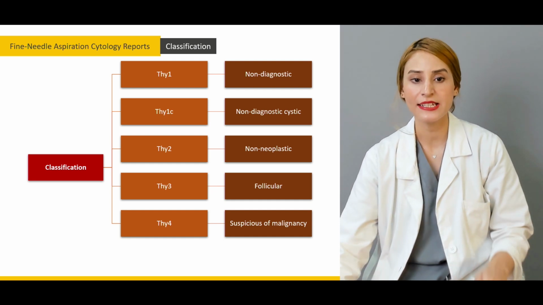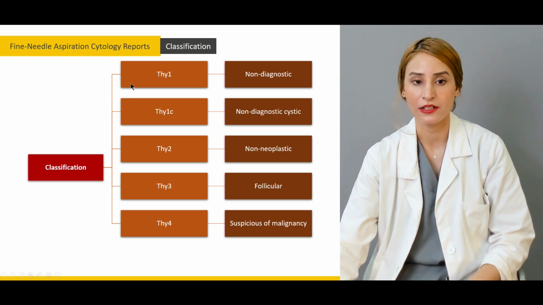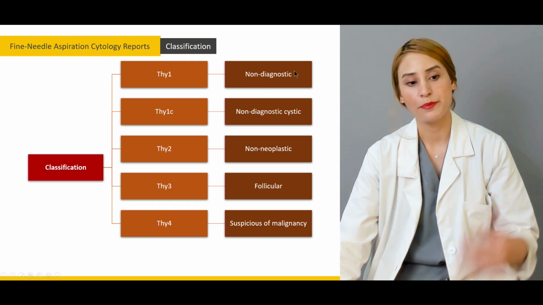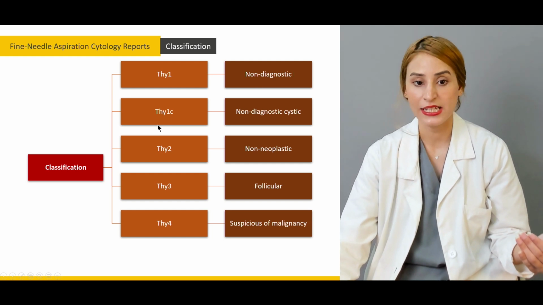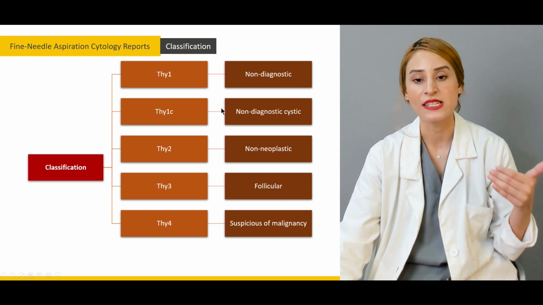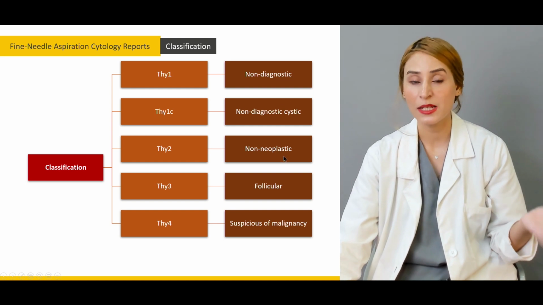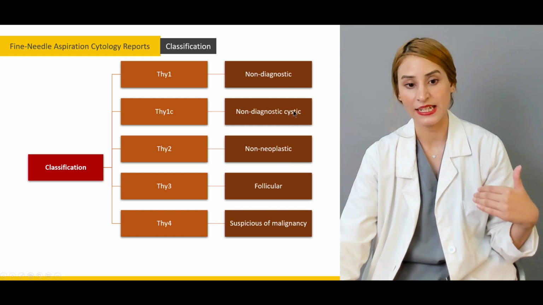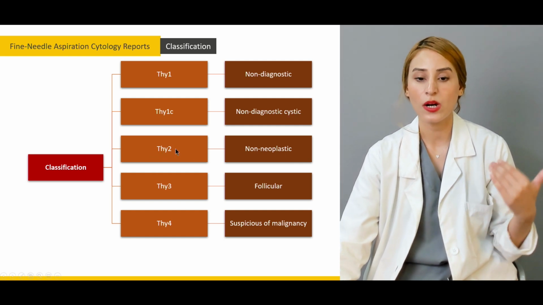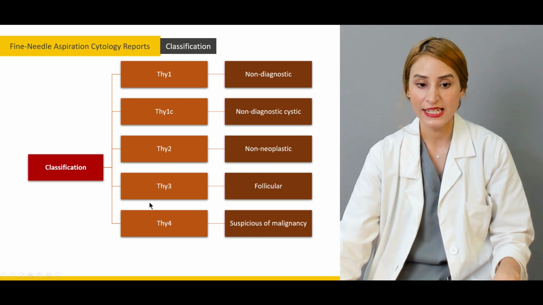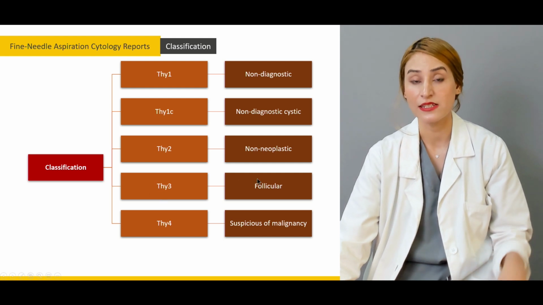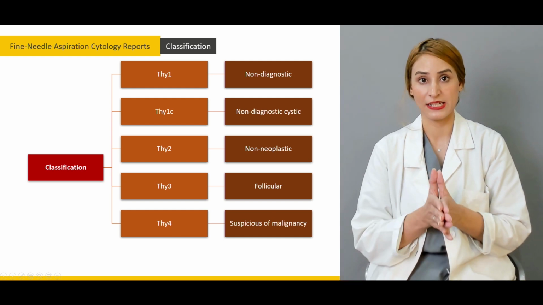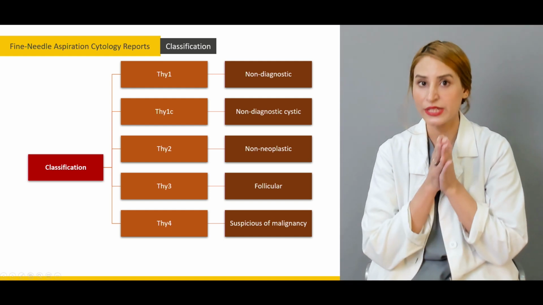So this is basically the classification. You can appreciate on your screen that if this is THY1, basically this is non-diagnostic. If it is THY1C, this is non-diagnostic, but the swelling, or basically the nodule, is cystic in origin. If it is THY2, it is non-neoplastic. If it is THY3, it is follicular, and if it is THY4, there's a suspicion of malignancy. This is basically the criteria or the classification.